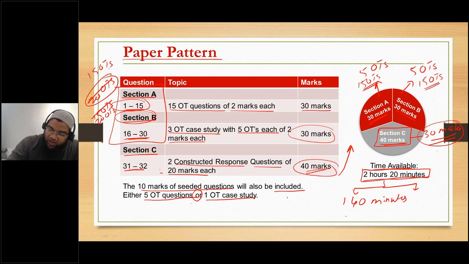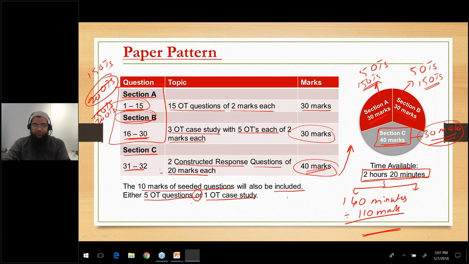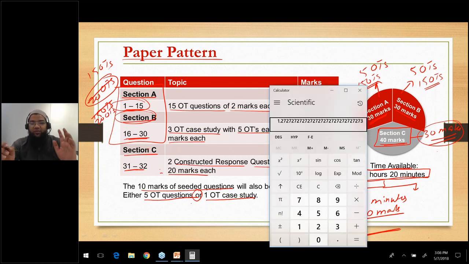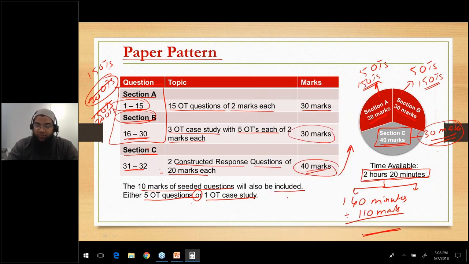140 minutes for how many marks? For 110 marks. So 60 minutes in 1 hour, 2 hours means 120 minutes, and 20 minutes more means 140 minutes. So if I use a calculator, you have 140 minutes for 110 marks. On an average, you have 1.28 minutes per mark.